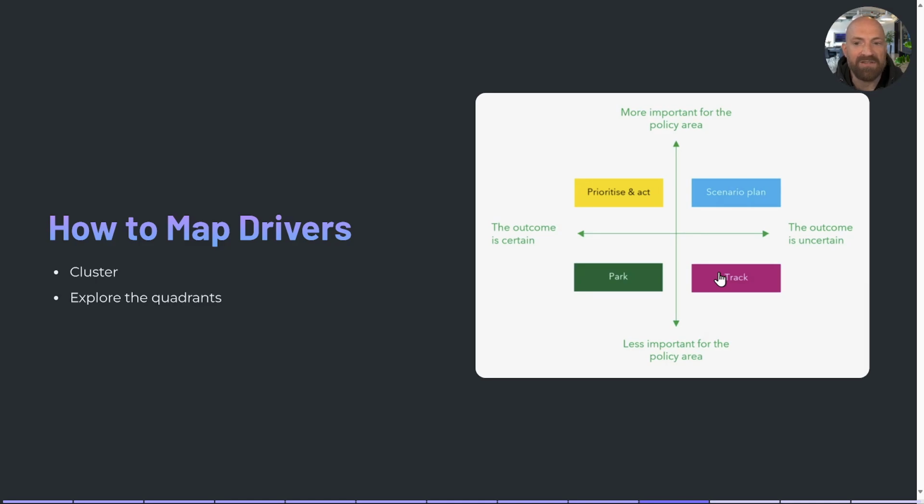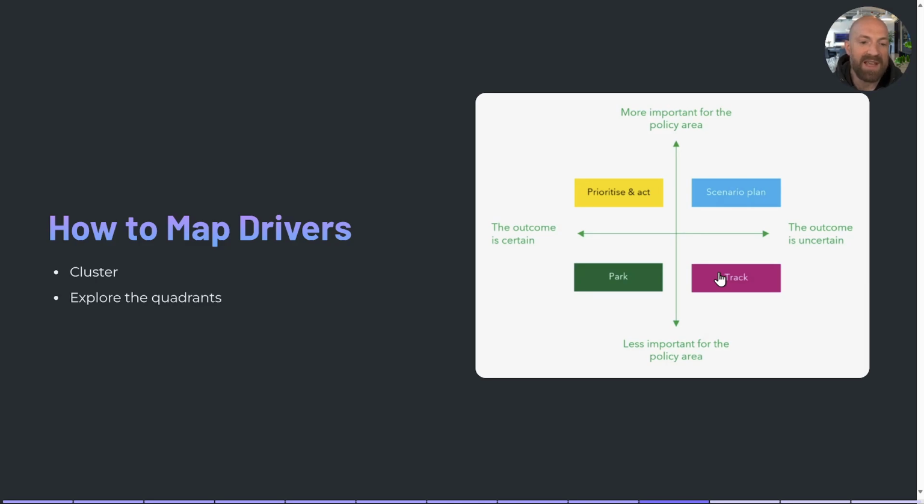Fairly self-explanatory. I think you can see where this one's going. If you focus on the top left, which is the most important and the most certain, those are worth prioritizing and acting on as soon as you can, because we know they're important and we know they're very likely to happen. So it's a safe bet that work in this area will pay off.